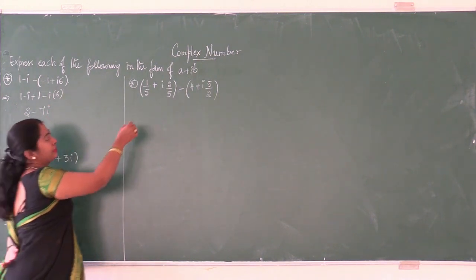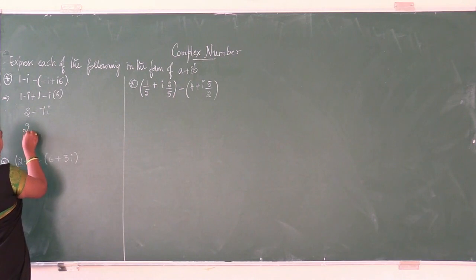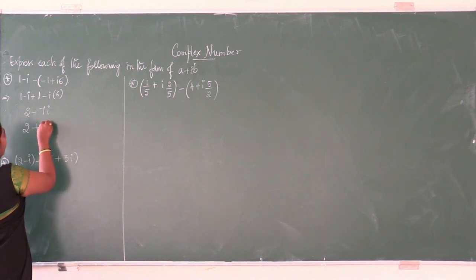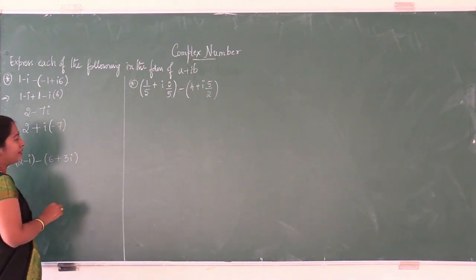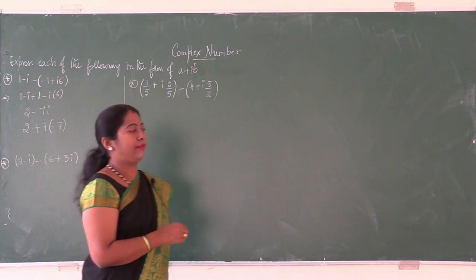We need to represent in the form of a plus i into b. So, what do I write? A plus i into, what is the value of b here? Minus 7. So, the resultant answer will be 2 plus i into minus 7.